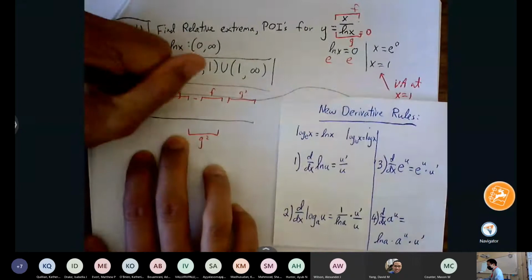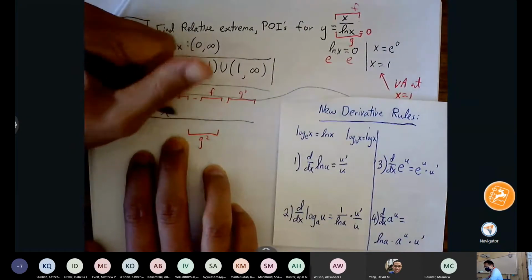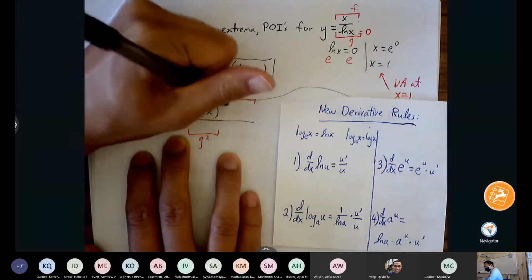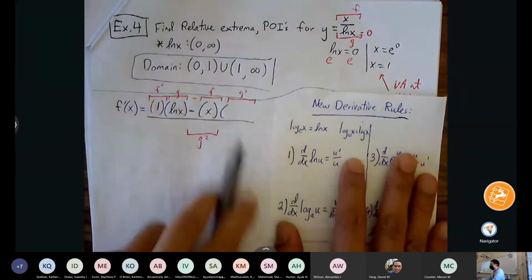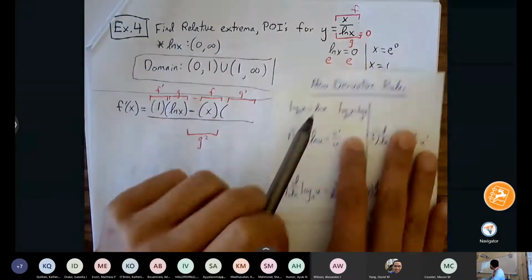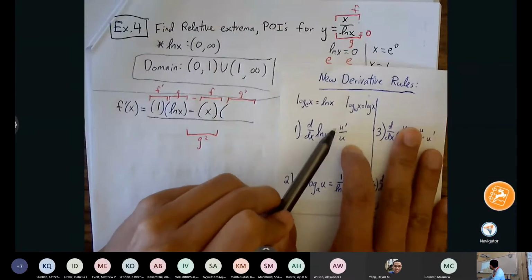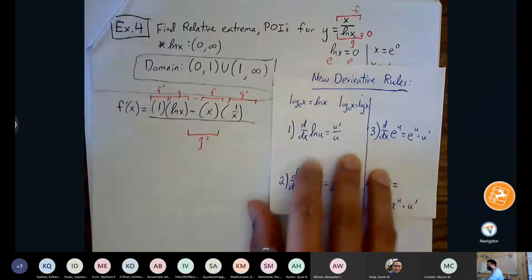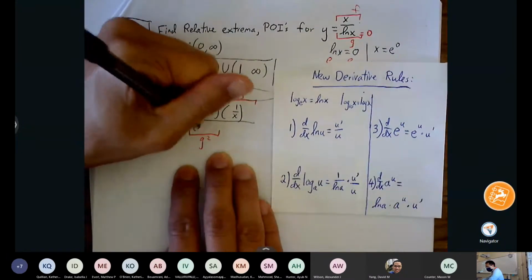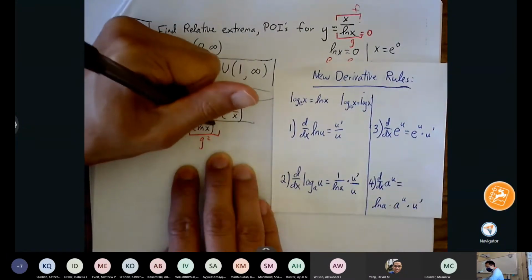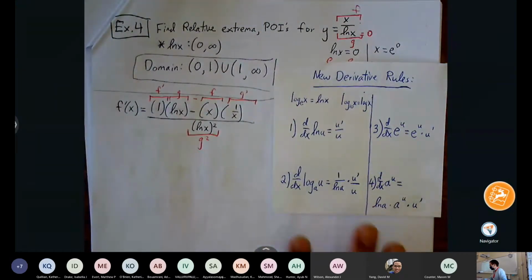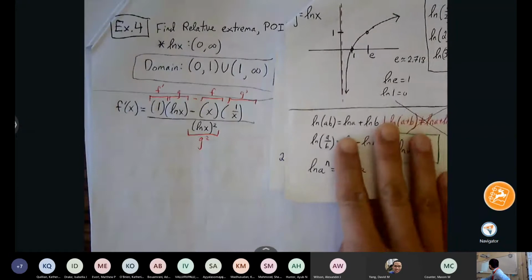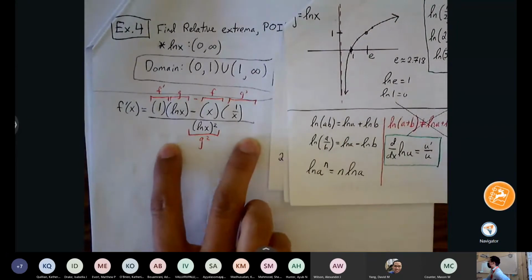F prime. Okay. Once you get to G prime, we have to look at natural log of x. The derivative for natural log of x is just u prime over u, so 1 over x, all over the denominator squared. Okay, any questions up to this point?